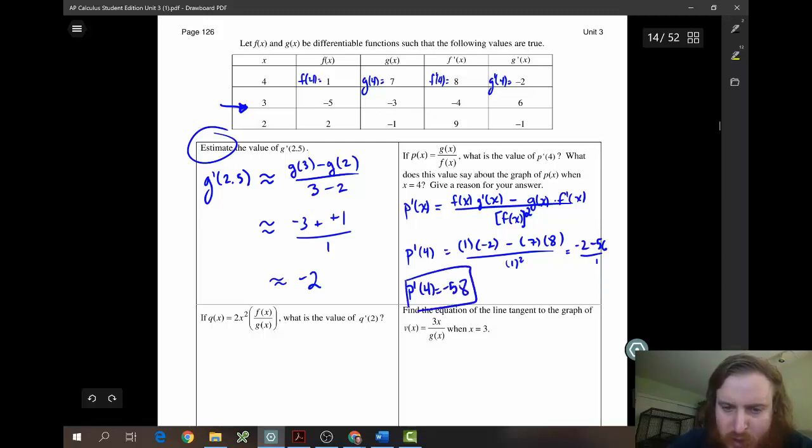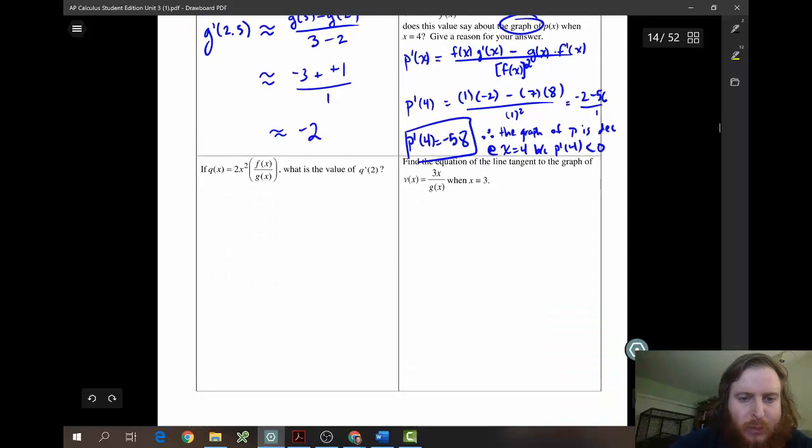Then it asked us, what does this tell us about the graph? What do we know about the graph? Well, what does the derivative tell us about the graph? It tells us increasing and decreasing, right? So therefore, the graph of p is decreasing. Now we don't know the whole interval, we just know it's decreasing at x equals 4 because p prime of 4 was less than 0. So we know it's decreasing there because it's less than 0.